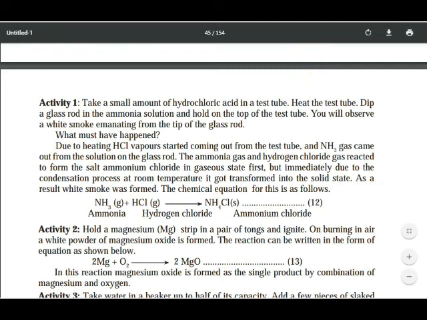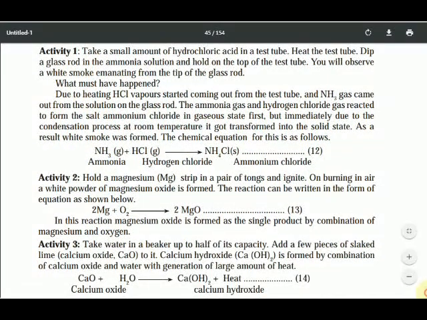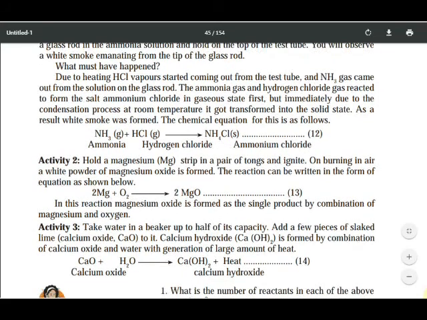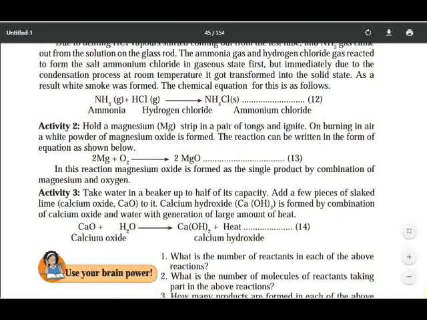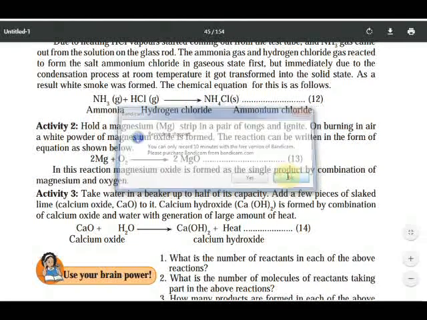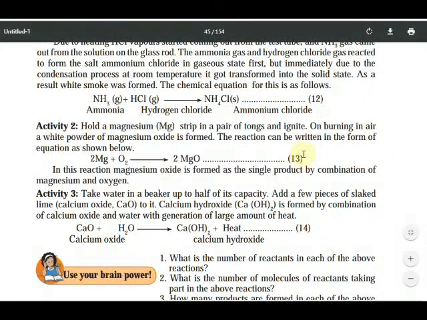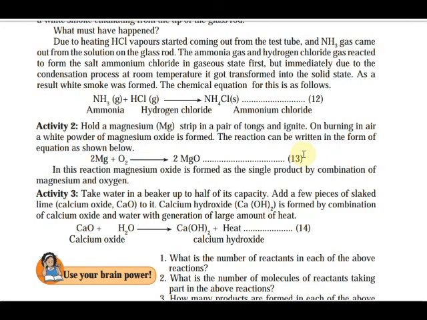Now we are going to see the third activity. Take water in the beaker up to half of its capacity. Add a few pieces of slaked lime, calcium oxide, to it. Calcium hydroxide, Ca(OH)2, is formed by combination of calcium oxide and water. CaO plus H2O gives Ca(OH)2 plus heat. Calcium hydroxide is formed.